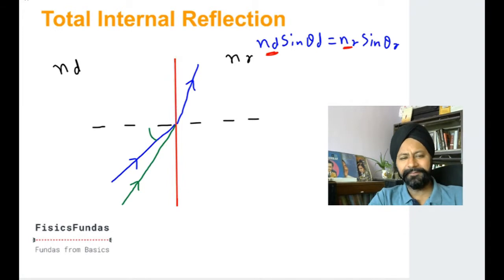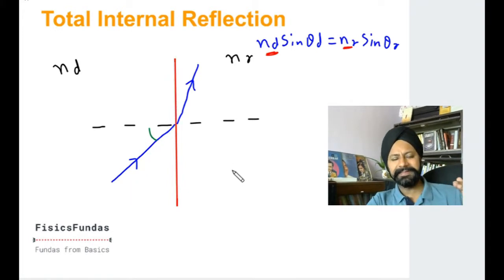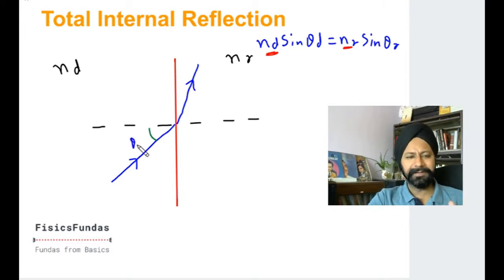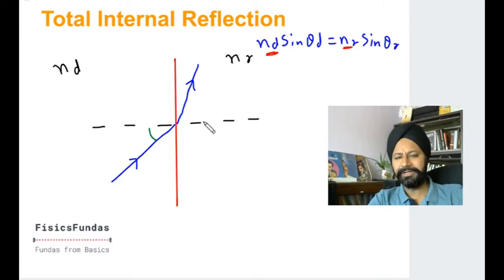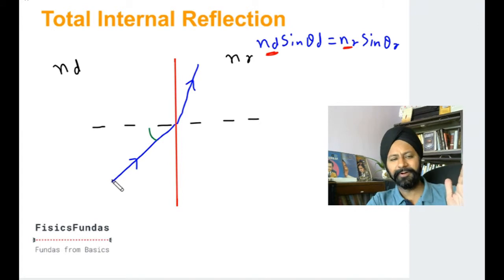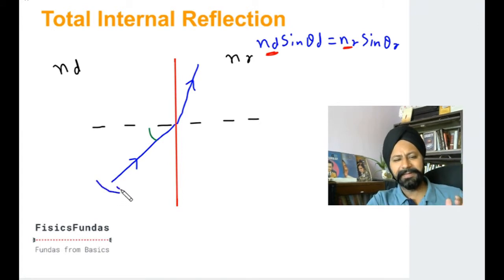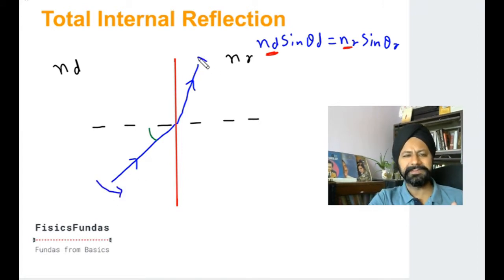So again, a kind of revision here. What I'm saying is the angle of incidence is here theta d, but then the angle of refraction is more. So the light has bent away from the normal. But as I start making this far and far away, this also starts going far and far away for a particular angle of incidence.